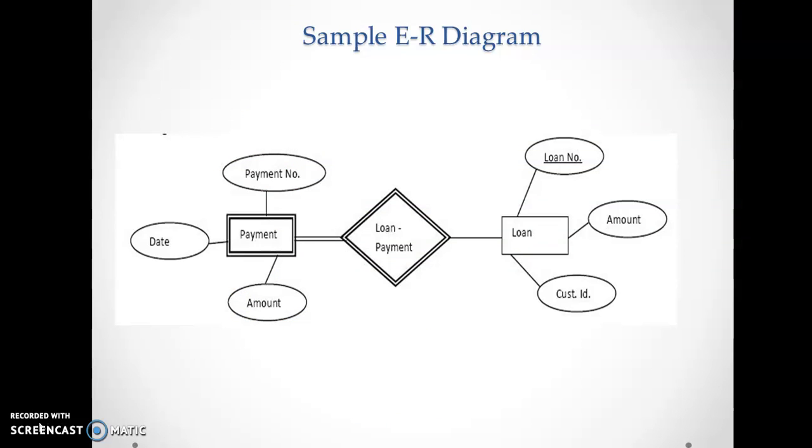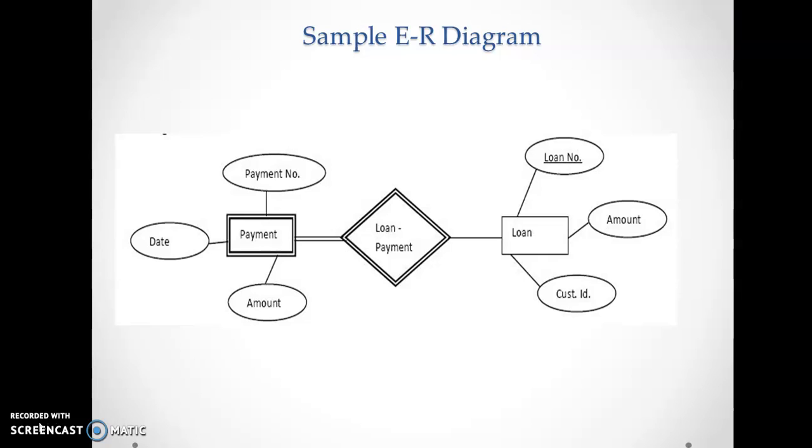See, this is a sample ER diagram. There are two entities, loan and payment. Loan has the attributes loan number, amount, customer ID. Loan number is the key attribute, so it is written and underlined because this is the primary key, the unique one. And payment is the weak entity as payment depends on loan.